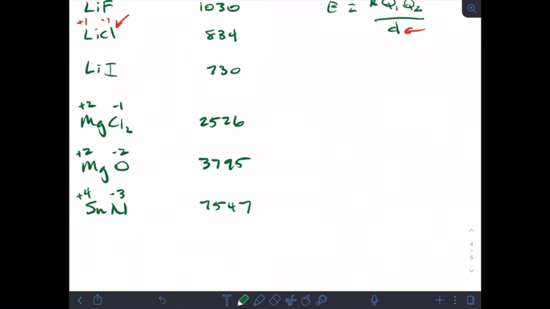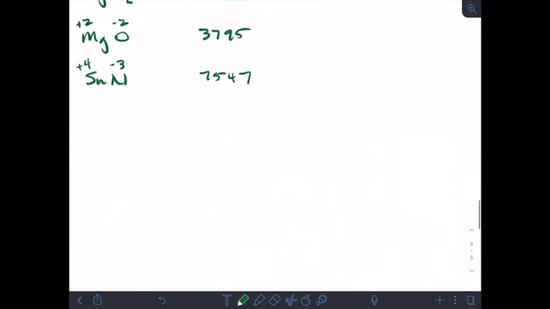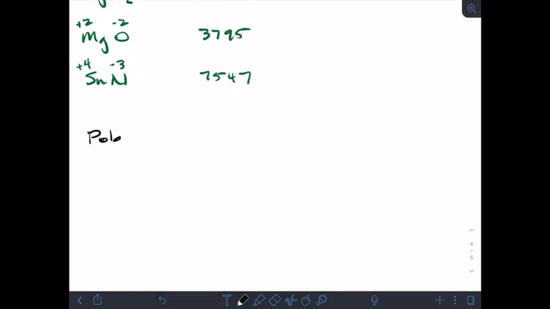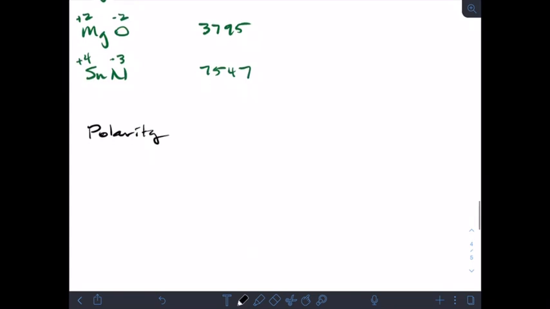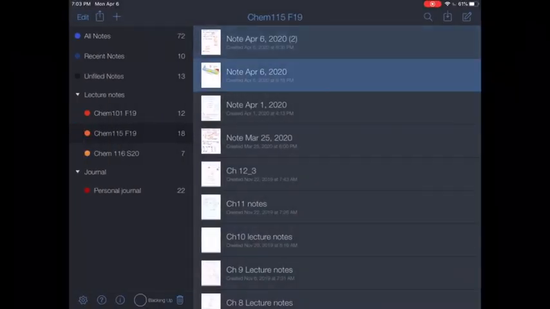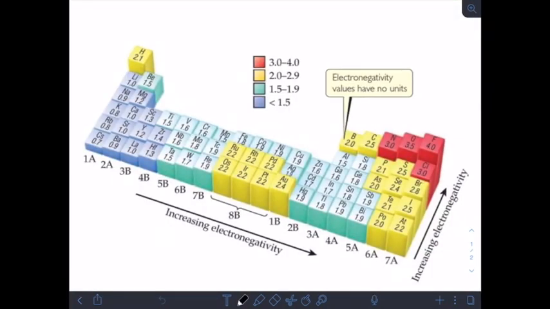Okay, so the next thing that I want to talk about is the topic of polarity. Okay, so polarity, and the term we often use is a thing called dipole moment. Okay, and I'll explain what that means here in just a second. But I'm going to switch really quick to a different image.